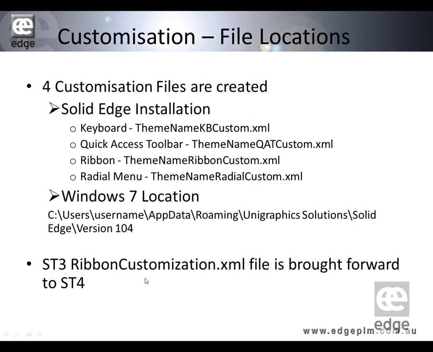Okay, where do these files go? They go to C, in this case Mark, C users, Mark, app data, roaming, unigraphic solution, solid edge version 104, and we will see a number of files in there. Let's just take a look at that. That's probably the easiest way, isn't it?